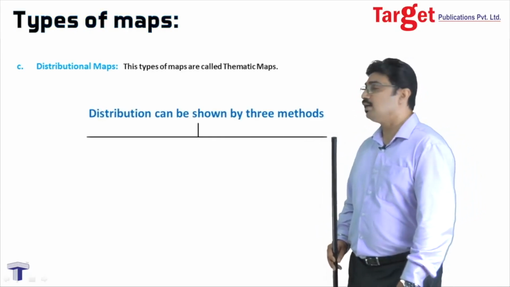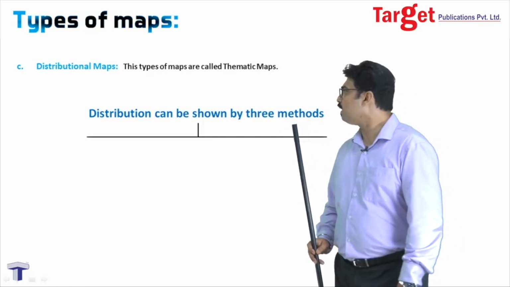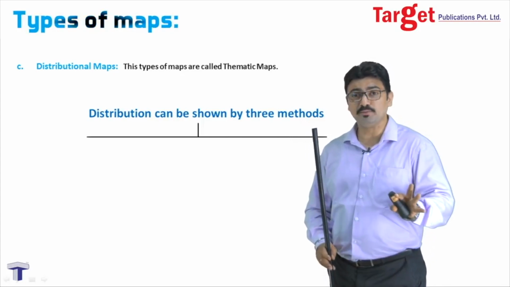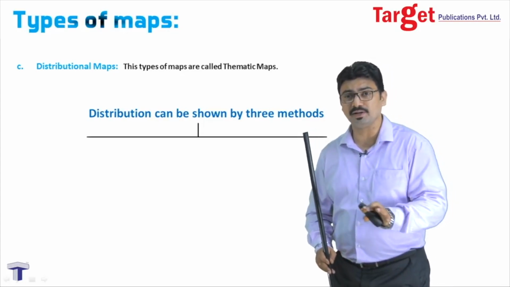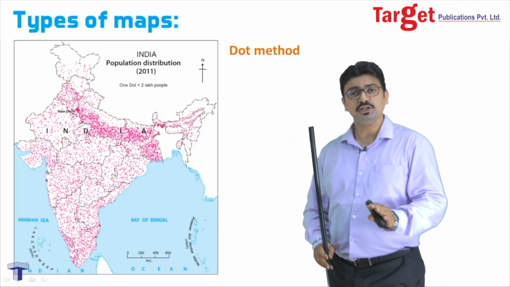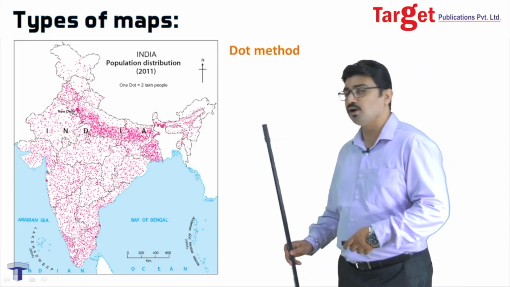Now, these types of maps are also called thematic maps. What are distribution related maps? Distributional maps are maps which show the distribution of a particular feature or characteristic of a region. The three different methods used to show distributional maps are, the first one is the dot method.